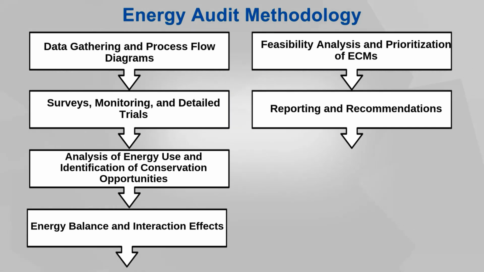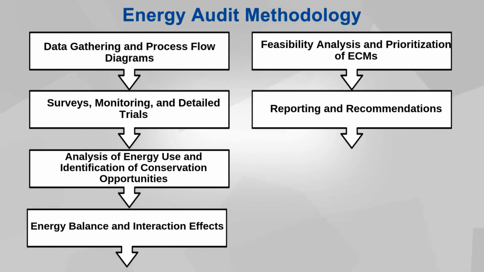Second one is surveys, monitoring, and detailed trials. The audit team conducts surveys to gather information on energy usage patterns, operational practices, and occupant behavior. They use specialized tools and instruments such as power analyzers, data loggers, and infrared cameras to measure and monitor energy consumption in real time. Detailed trials and experiments are conducted to assess the performance of energy intensive equipment and systems under various operating conditions. This step helps identify areas of energy waste, inefficiencies, and potential for optimization.